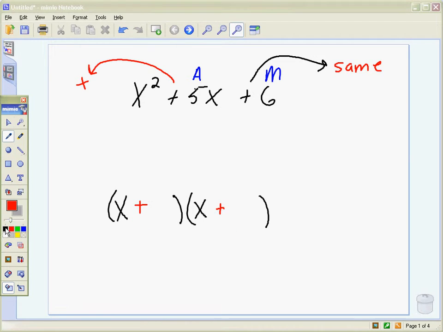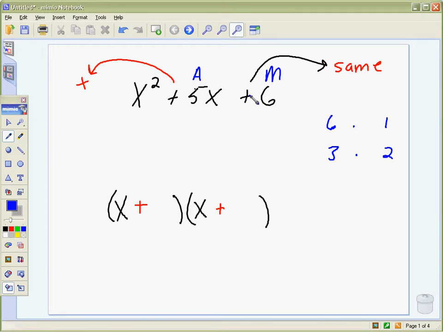Now we simply look for the numbers that add to get to 5 and multiply to get to 6. The way we want to start this, always start with your multiplication. How many different ways can you multiply to get 6? Well, we can do 6 times 1 and 3 times 2.